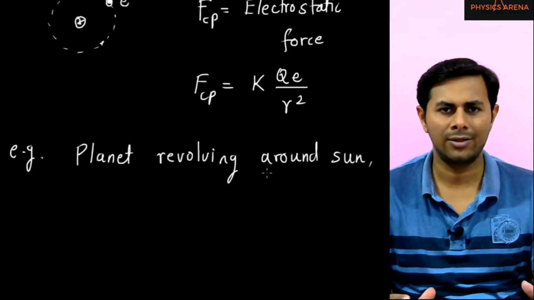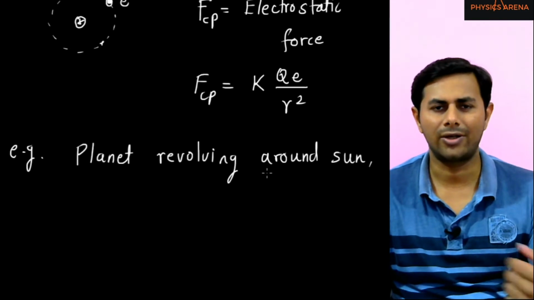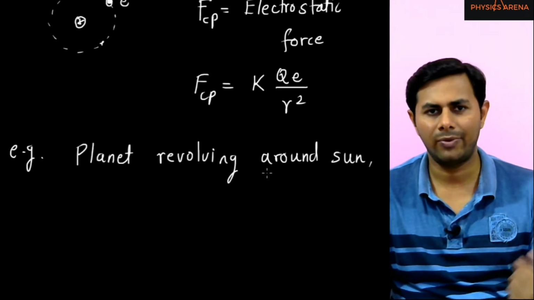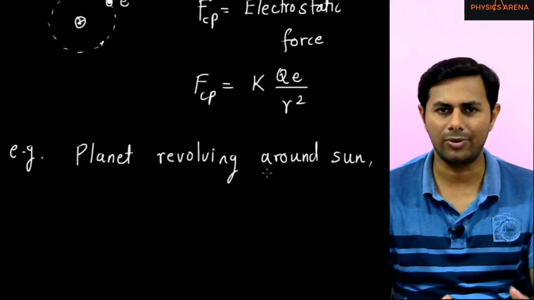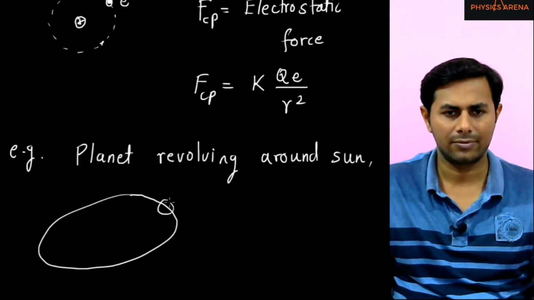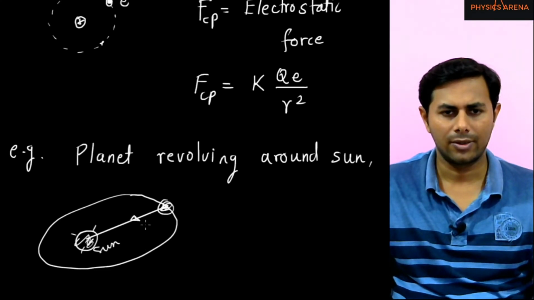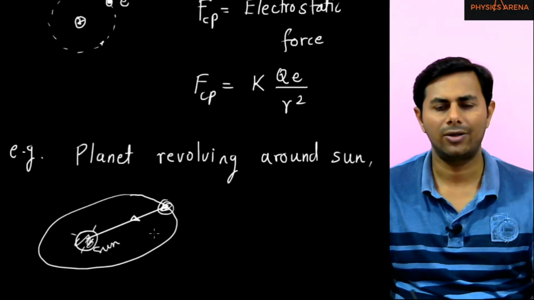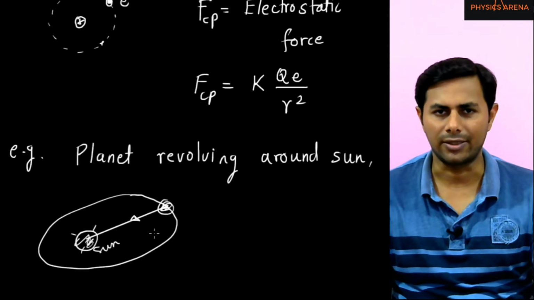So we know that the planets revolve around the sun in an elliptical orbit, actually not exactly circular, but for any curvilinear motion, closed curvilinear motion, some centripetal force will be required. So for a planet which revolves around the sun in an elliptical orbit, the centripetal force is provided by, obviously, the gravitational force of attraction between the planet and the sun.